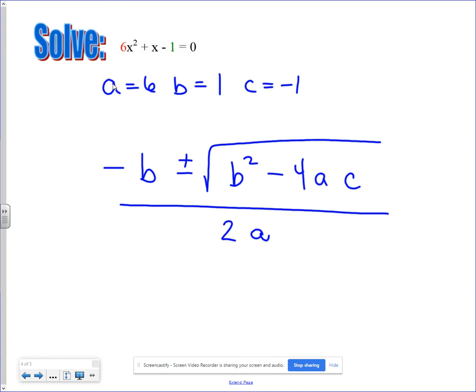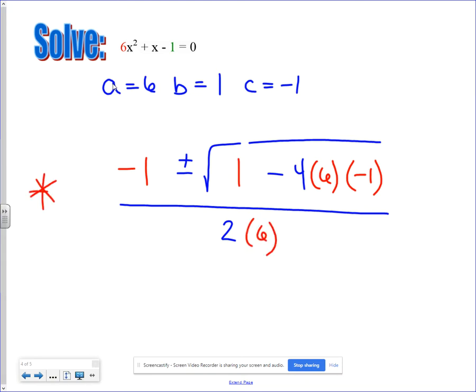So the opposite of b, so the opposite of 1 would be -1. b squared, so 1 squared is 1. And then a is 6, so plug 6 here. And then c is -1, so plug -1 here. And then a, again, is 6. So again, this is the first step that I always want to see. I want to see you actually plugging your values in for a, b, and c. So show that step when I ask you to show your work.